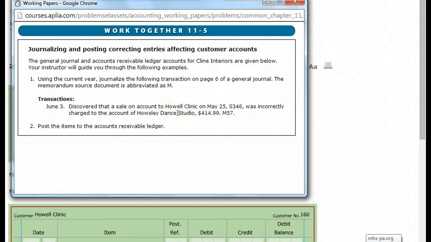So if they bought something on account, they're going to buy and they're going to pay later. What type of account is that? Account's what? Receivable, right? Because we're going to receive cash later.